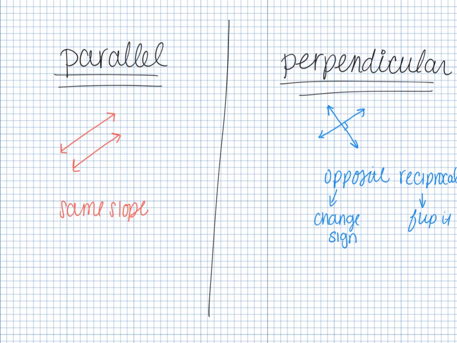The way that the slopes are related is parallel lines have the same slope. So if one line has a slope of 2, all parallel lines to that would have a slope of 2 as well. Perpendicular lines, on the other hand, they cross, but at a 90-degree angle. So they have what's called opposite reciprocal slopes. Opposite, meaning that you're going to change the sign. So if it's positive, it goes to negative. If it's negative, it goes to positive. Reciprocal, meaning you take it and flip it upside down. So if it's 1 over 3, the reciprocal would be 3 over 1. If it's 5, the reciprocal would be 1 over 5.